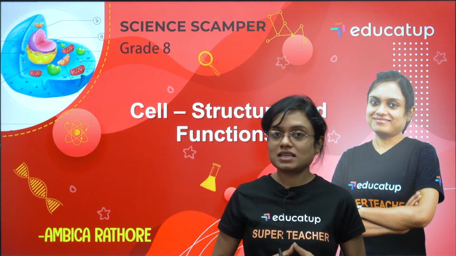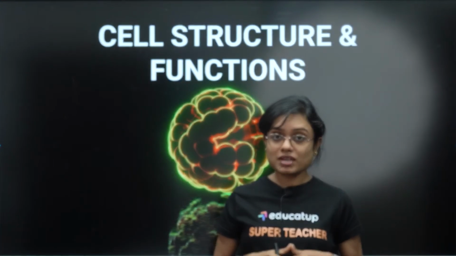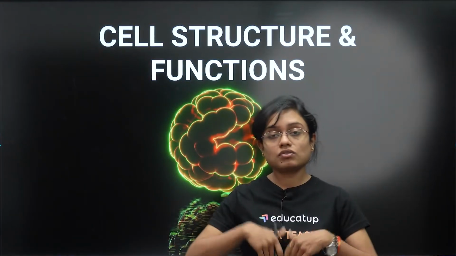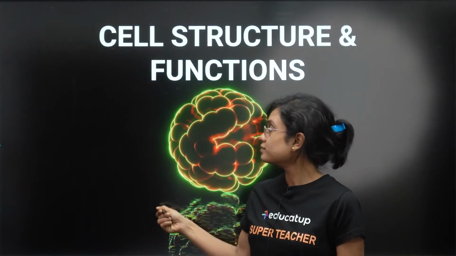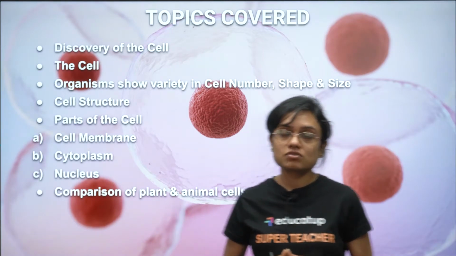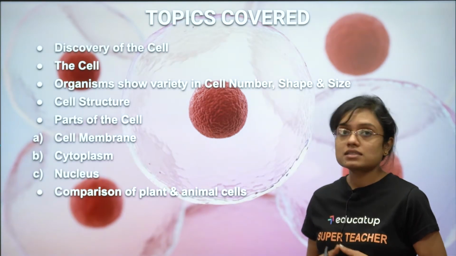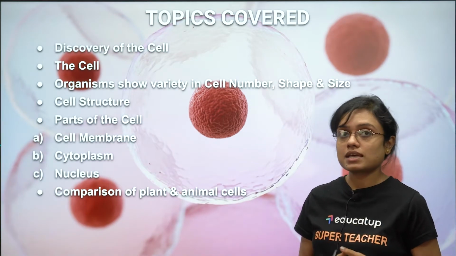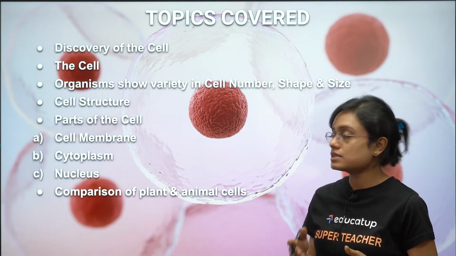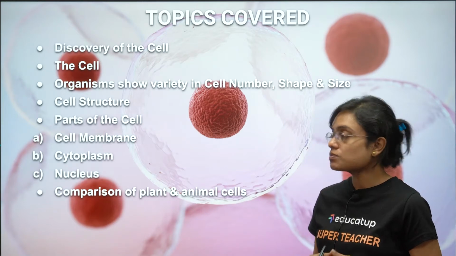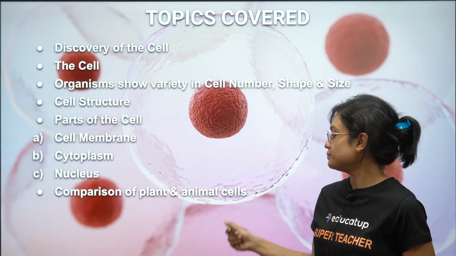Now let's start today's session, and the topic for the day is cell structure and function. So we are going to discuss what is the structure of a cell, what are its functions, everything in detail. The topics which we are going to cover under this module are discovery of the cell, how the cell was discovered, organisms show variety in cell number, shape and size, cell structure, parts of the cell, under which we are going to discuss cell membrane, cytoplasm, nucleus, and last but not the least, comparison of plant and animal cells.